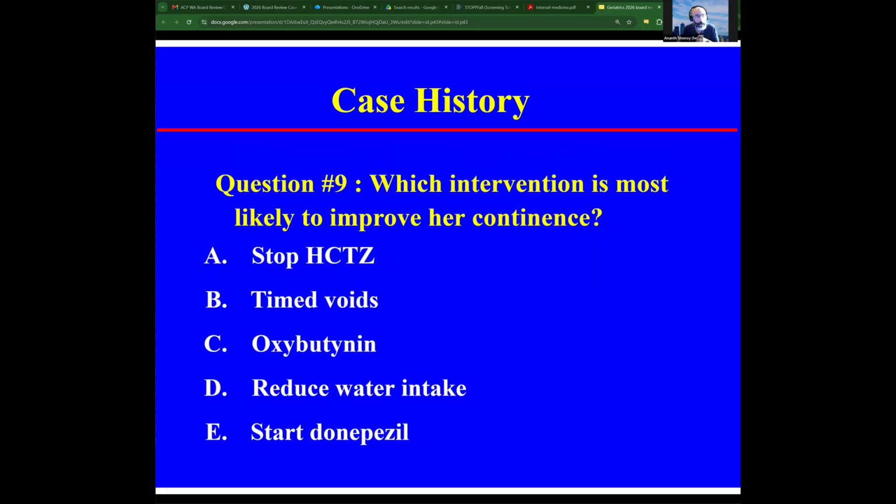So, question 9, which intervention is most likely to improve her continence? Is it stopping that hydrochlorothiazide? Is it timed voids, oxybutynin, reduce those 4 glasses of water intake a day, or start donepezil, start that cholinesterase inhibitor, and try to help slow down her risk of progression to Alzheimer's disease?